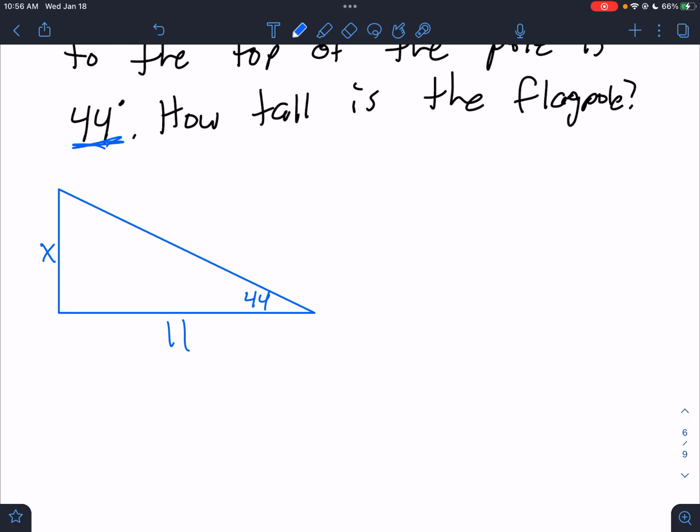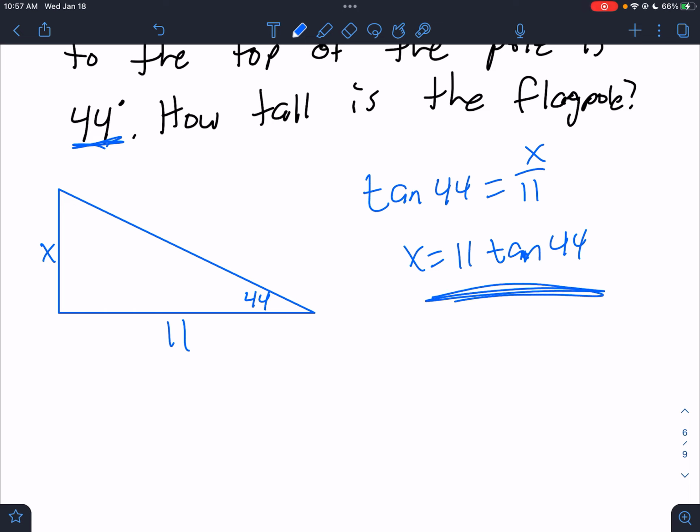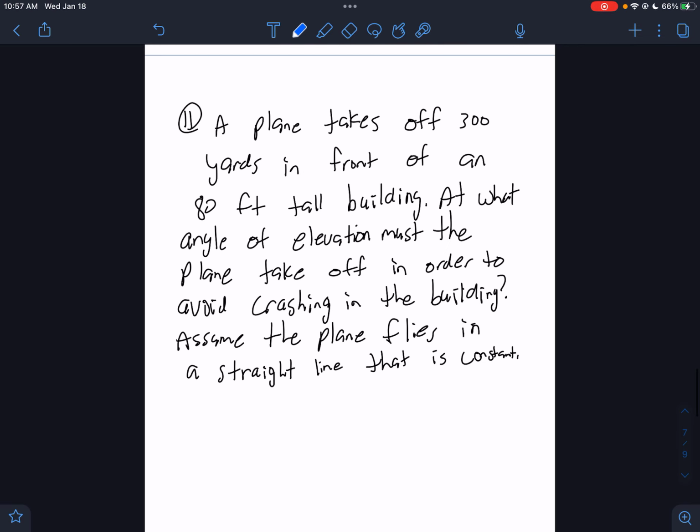Once it's set up like this, now it's just trig. I'm going to do the trig really fast, but this would be tangent equals opposite over adjacent. If x is up high, all you've got to do is multiply. Get it right your first try. So x equals 11 times the tangent of 44. I'm not even going to type it in, but that's what it is. You type it in, you get the decimal. Next problem, we're going to go quick.